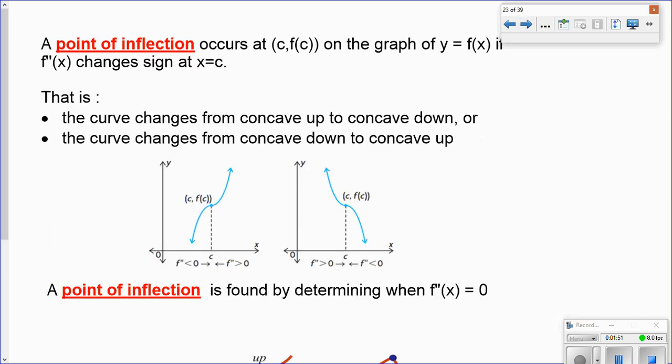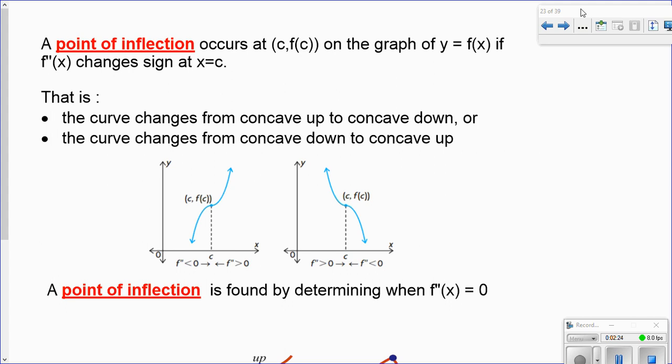And so when we talk about concavity, we often talk about a point of inflection. A point of inflection is when the sign changes. A point of inflection occurs at a particular point of the graph if the second derivative changes sign at this point. So it goes from concave up to concave down, and that goes through the point 0. When the second derivative flattens out, it goes through 0, and on one side of that point, it's less than 0 or greater than 0, and then on the other side of that point, it's just the opposite.